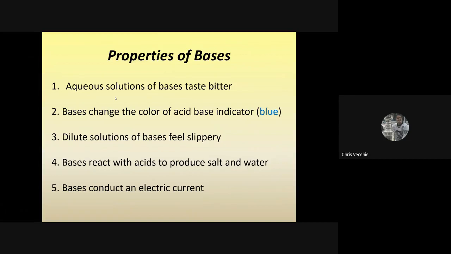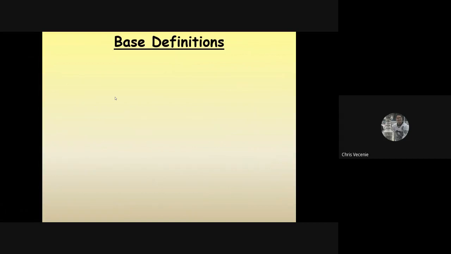On the earlier slide, it said acids react with bases to make salt and water. Well, the reverse has to be true then. Bases react with acid to produce salt and water. And lastly, bases can conduct an electric current just like acids do, depending on whether they are strong or weak.